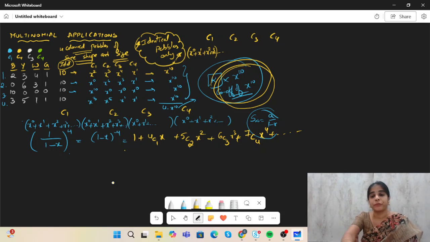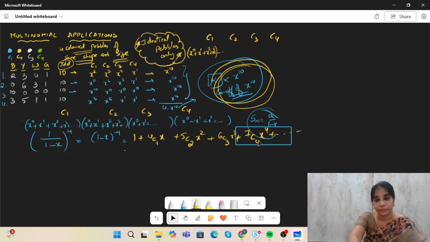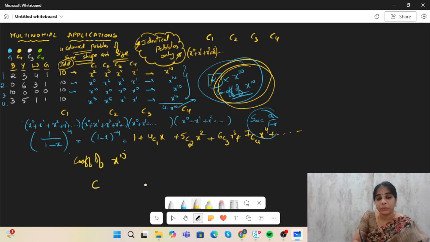See, x to the power 4 has got a C4. X to the power 3 has got a C3. X to the power 2 has got a C2. So my coefficient of x to the power 10 will definitely have C10. Understood that point first? C10 is definite there.